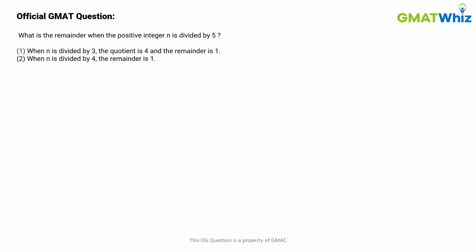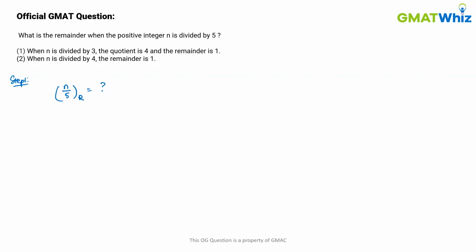Now, this is a fairly easy question from divisibility and remainders. So let's read the question first. We are given that the remainder when the positive integer n is divided by 5 is required to be found out. So we can write this in two ways. The first is the representation of a remainder, which is n by 5, the remainder part of this.